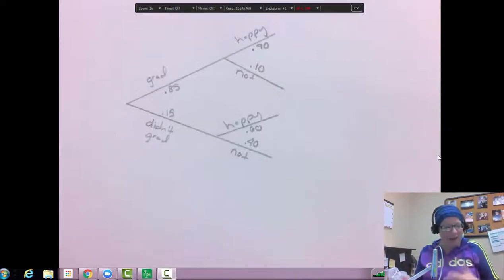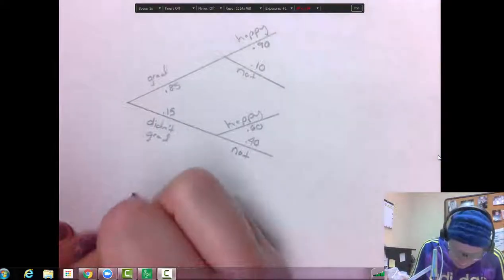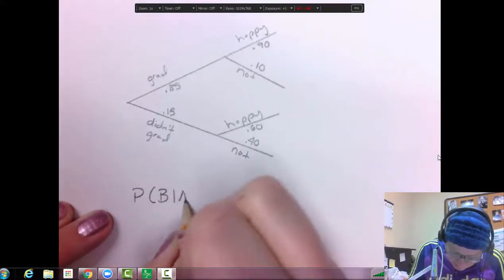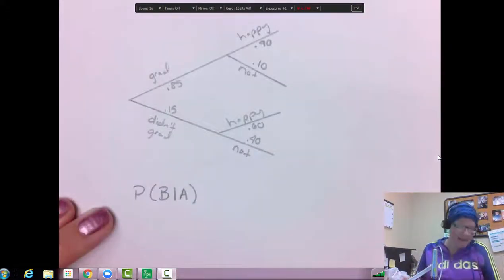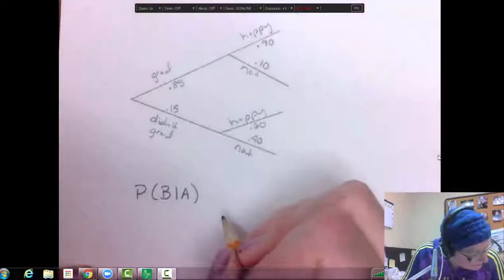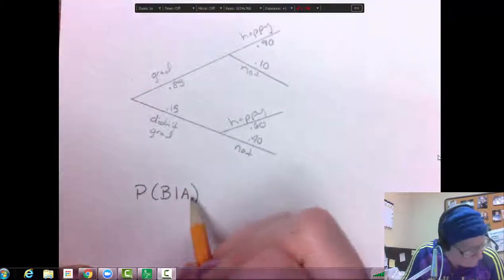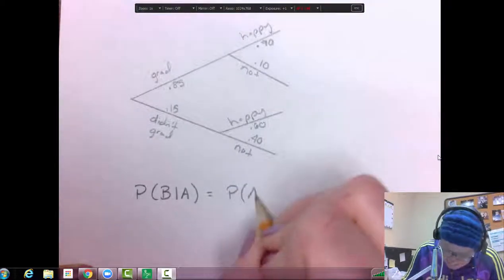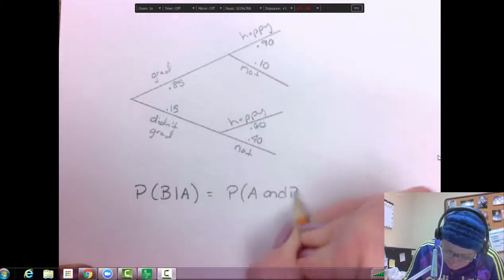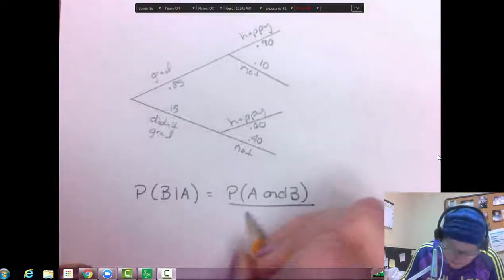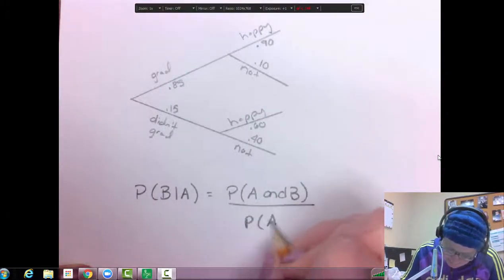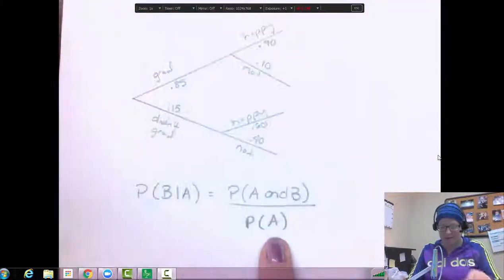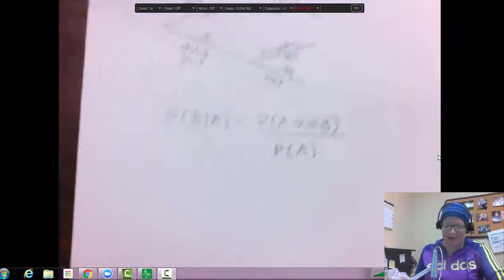One thing I kind of want to show you is the probability of A given B, right? So this would be the probability of A and B divided by the probability of B. And that's all of B, not A and B, and I'll explain what I mean by that. So let's look at some examples.